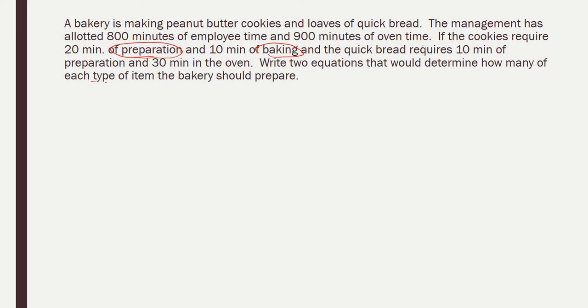If the cookies require 20 minutes of preparation, so that's employees, and 10 minutes of baking, that's the oven, and the quick bread requires 10 minutes of preparation and 30 minutes in the oven, write two equations that would determine how many of each type of item the bakery should prepare. So how many of each type? Those are my variables. So I'm going to use P for peanut butter cookies and Q for quick bread. So for my peanut butter cookies, I need 20 minutes of employee time and 10 minutes of baking. But I know my total time for the employees.